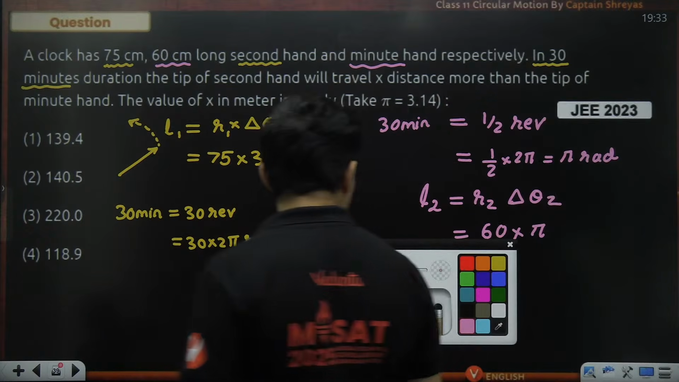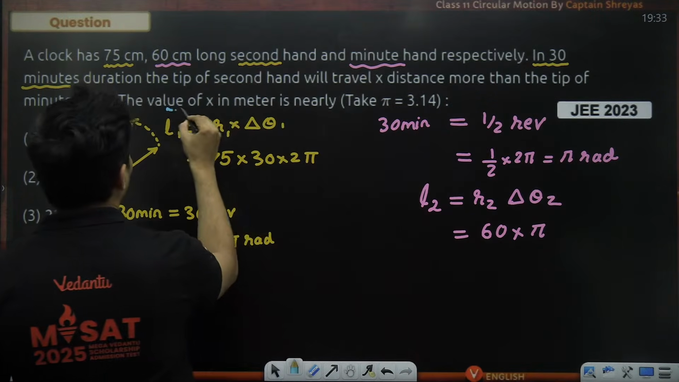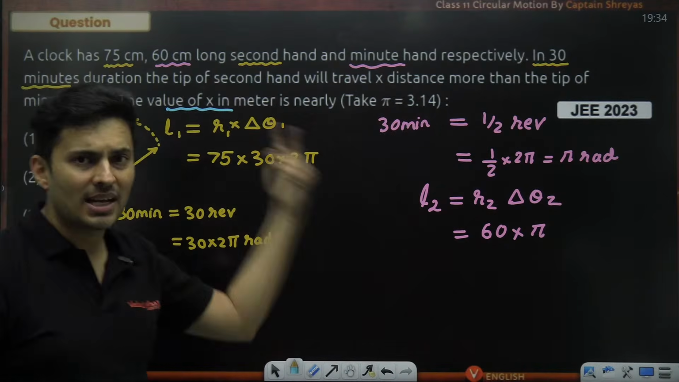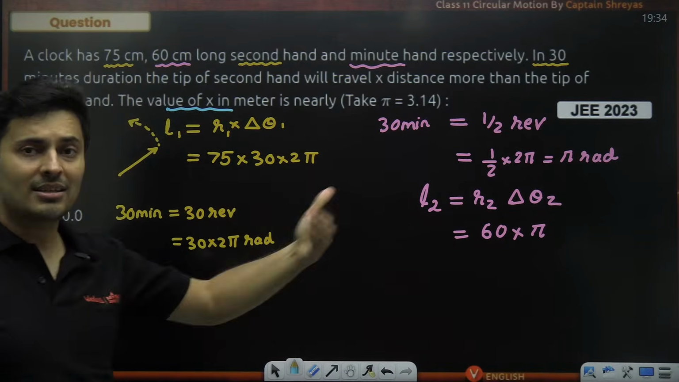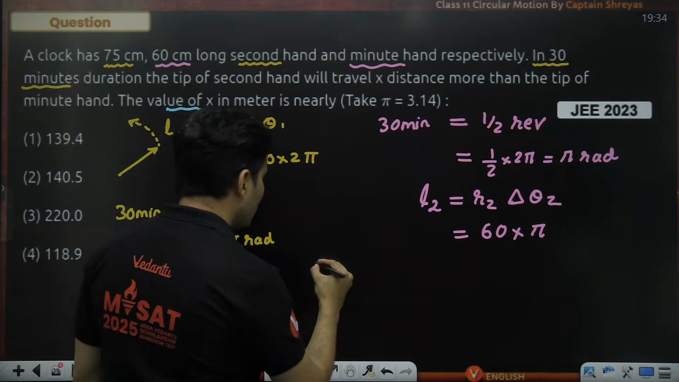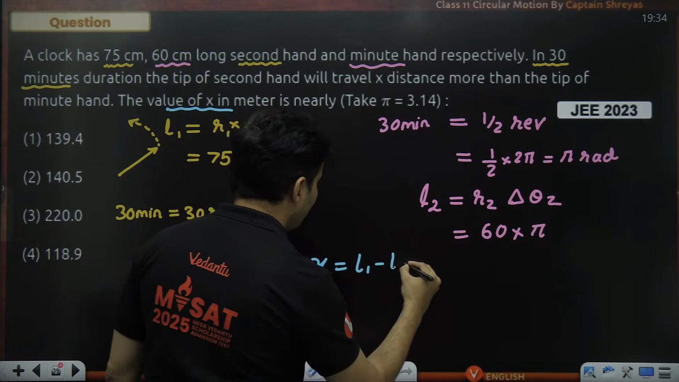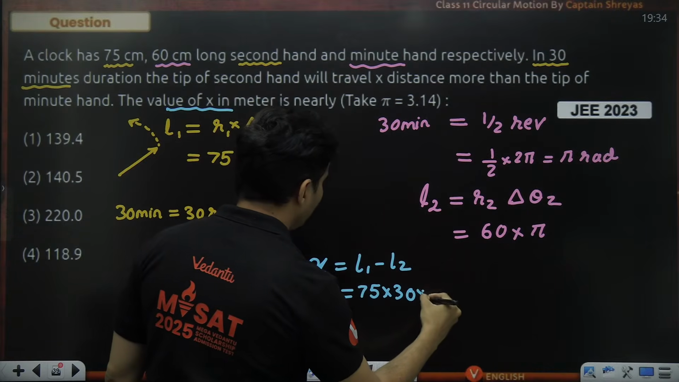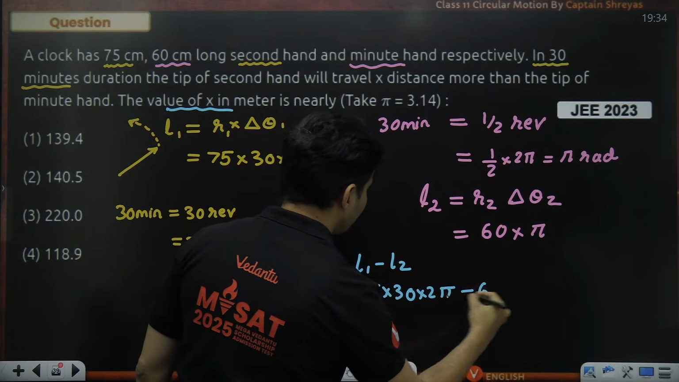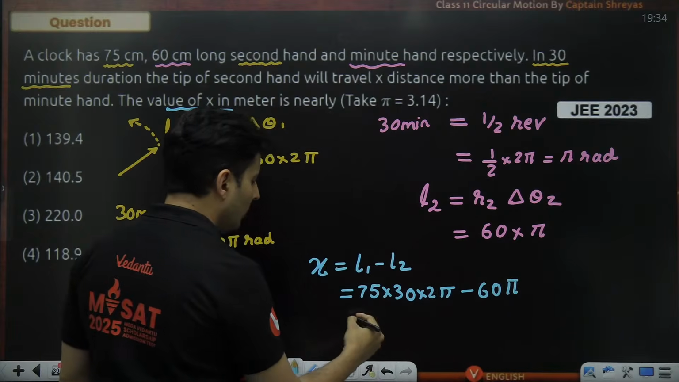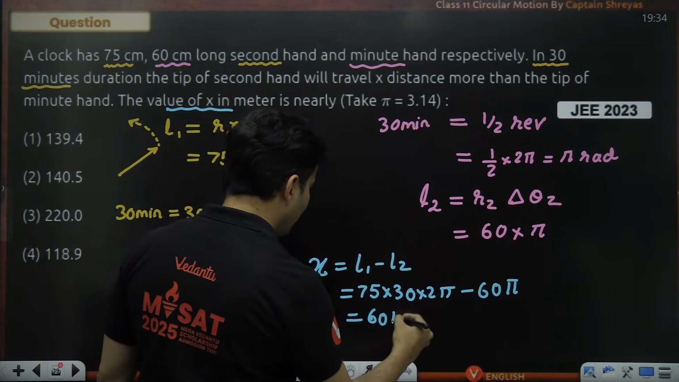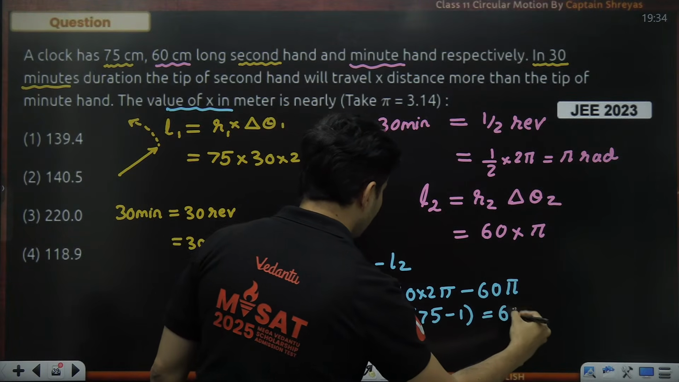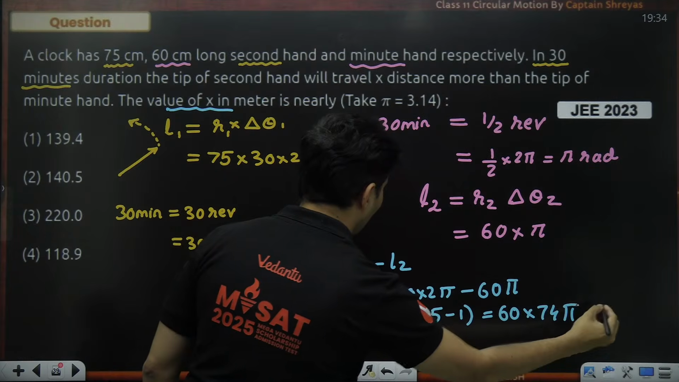Great. But the question is, you have to find the value of x, which is that extra distance which the second hand will go. Second hand will go faster so many times. So it has traveled extra distance. So that x will be L1 minus L2. L1 will be 75 multiplied by 30 multiplied by 2 pi minus 60 pi. 30 into 2 pi is 60 pi only. So 60 pi will come as common, and I will have 75 minus 1, which is 74. So 60 multiplied by 74 pi.